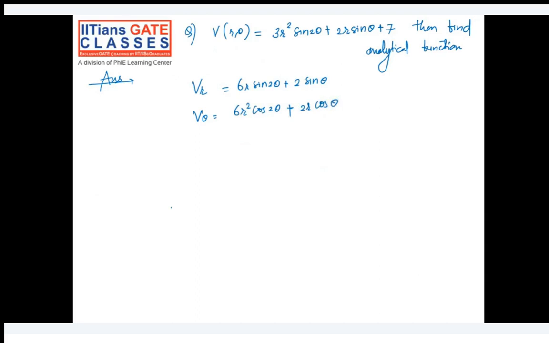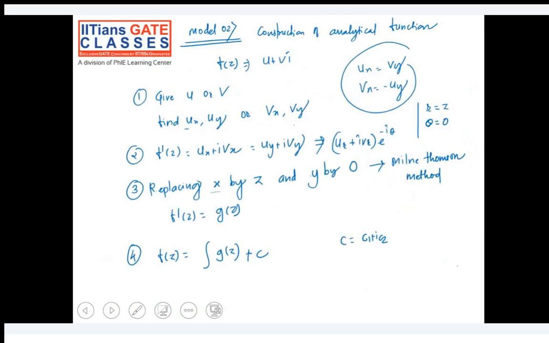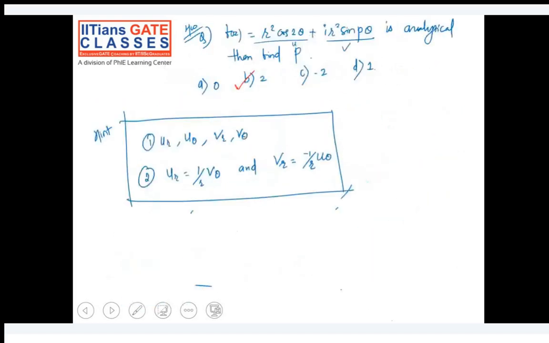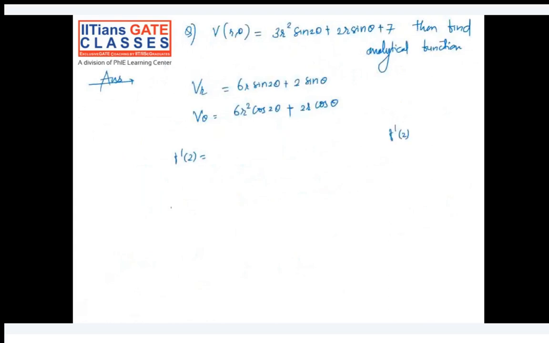F dash of z is equal to, yeah, if you remember, what was f dash of z? F dash of z, you have to write it as u_x plus i v_x in case of Cartesian form, or in the polar form it is u_r plus i v_r into e to the power i theta. So it is f dash of z is differentiation of u with respect to r plus i times v_r, e to the power minus i theta. So e to the power minus i theta as it is.